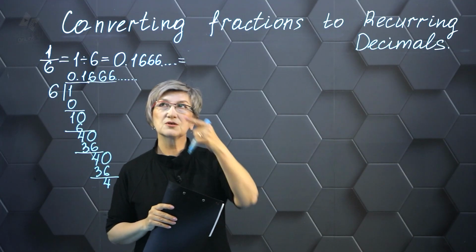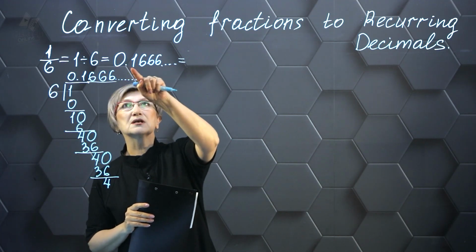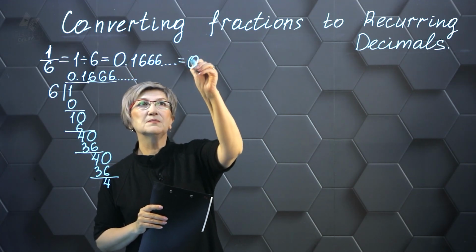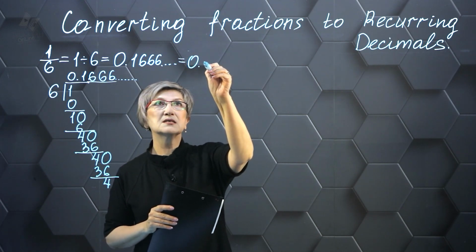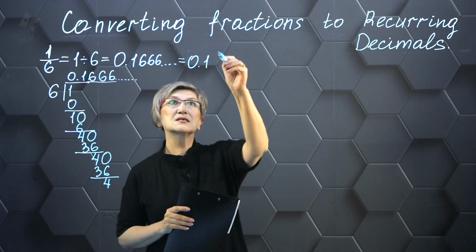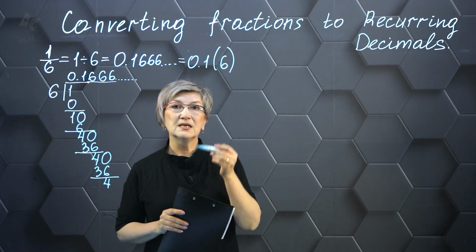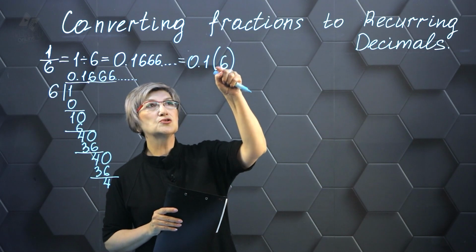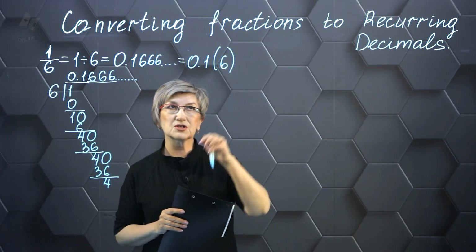Now let's write it down in the form of an infinite decimal periodic fraction. 0 integers, we write down. The number 1 does not repeat, so I write it down. But the number 6 repeats, so I write the number 6 in parentheses. So this is the period of our fractional number.